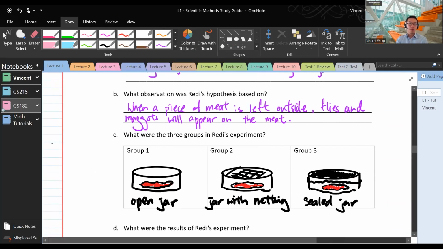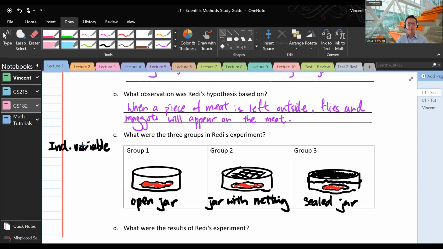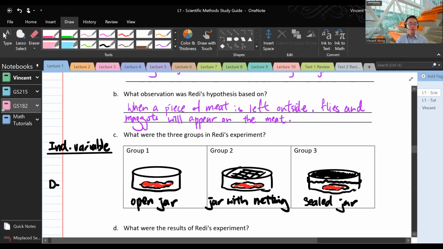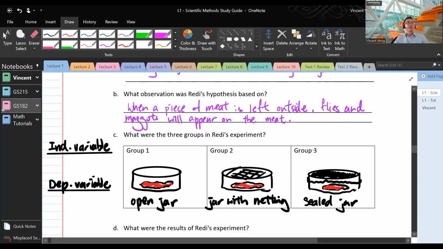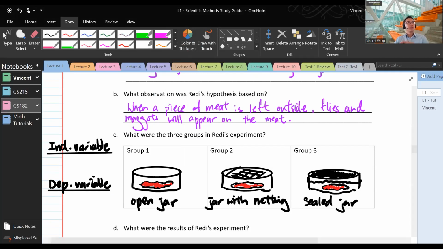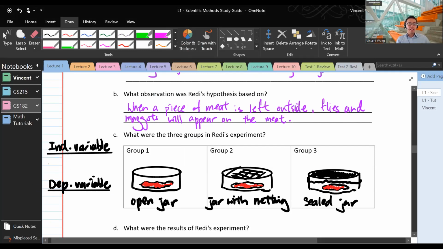Now I want to ask, what is the independent variable in this case? For this setup, what's the independent variable and what's the dependent variable? Anybody? I think the independent variables are the types of jars used. Excellent. The type of jar used. He controlled whether to have an open jar, netting jar, or sealed jar.